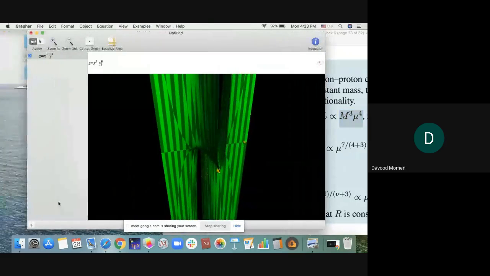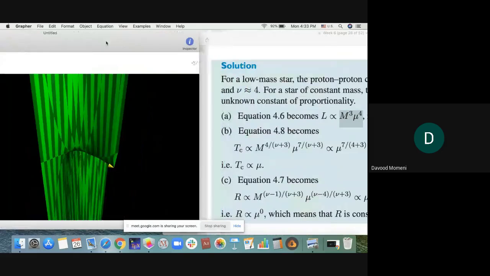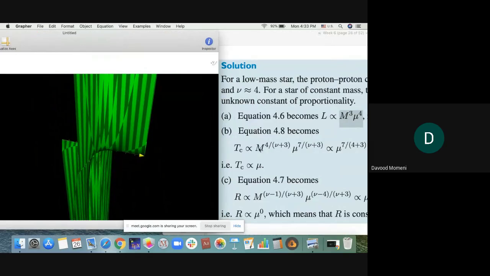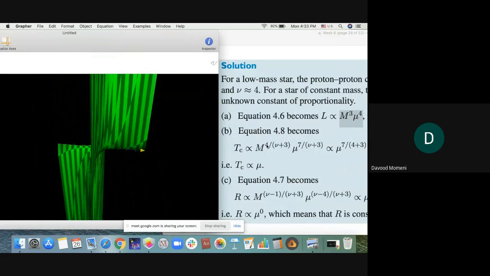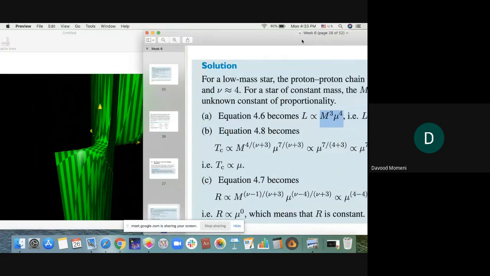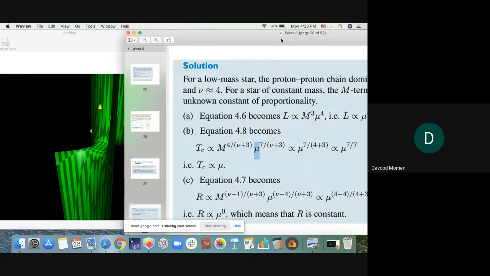And I wanted to add another equation. The question I will have is about the temperature. How will the temperature change? The temperature will change like m to the power 4 over nu plus 3, and mu. So if you set nu to 4, mu will remain linear, and the mass will change like m to the power 4 over 7.